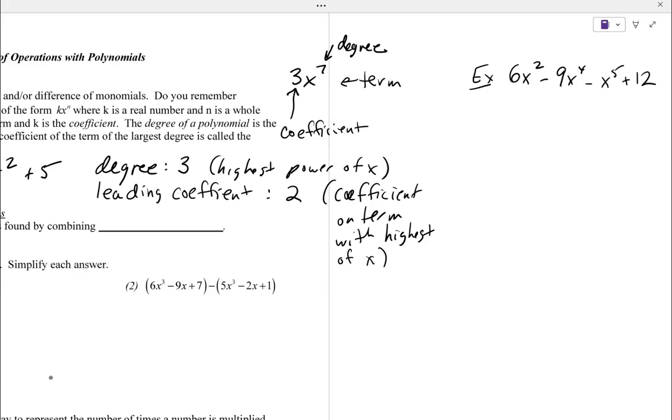First, how many terms does that polynomial have? How many individual terms are there? 4, right? There's 4 terms. There's an x squared term, there's an x to the fourth term, an x to the fifth term, and then we've got that plus 12 on the end. We typically refer to that as a constant term. So there's 4 terms on that one.